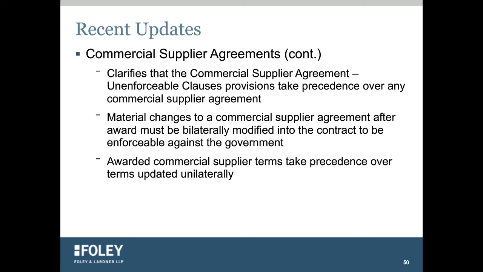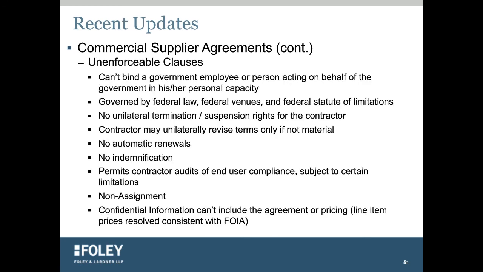Here are the lists of some, not all, of the unenforceable clauses in this new rule. One, for example, no automatic renewals. It's a violation of the Anti-Deficiency Act because you need appropriations. You can't have just automatic renewals. Same thing with indemnification. The government cannot agree to indemnify the contractor. A lot of times the contractors want to have confidentiality provisions in there, but the government is subject to the Freedom of Information Act, so they can't agree to broad confidentiality.